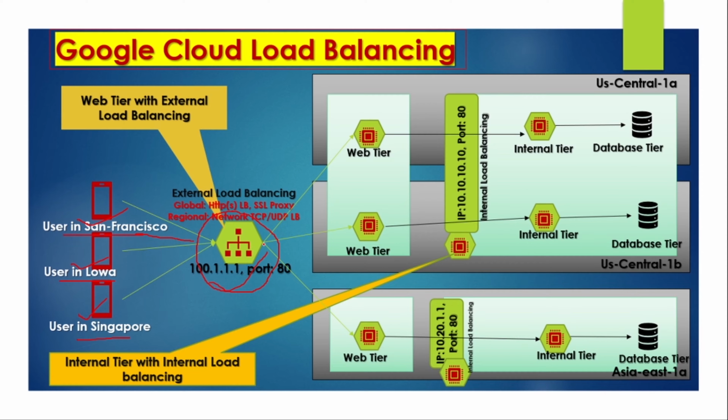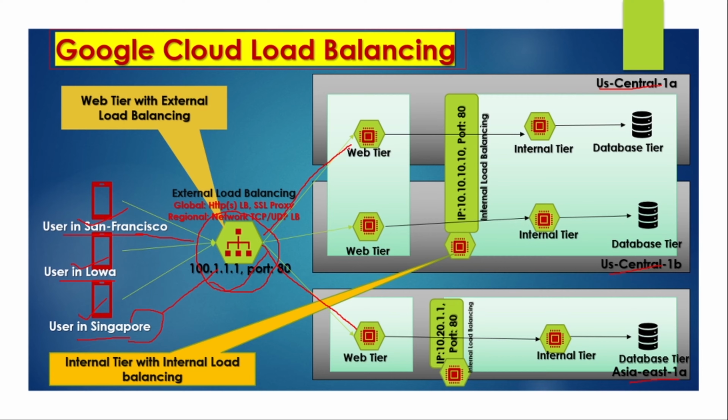that is hosted. So in this case, you can see that we have US Central 1A, US Central 1B, and Asia East 1A. And the user from Singapore, that is the Asia region, when intercepted by this external load balancer, the traffic will be routed to the Asia region. And in this case, it will be routed to the US Central region, right? So depending on where the user is coming from, the external load balancers will distribute the load.